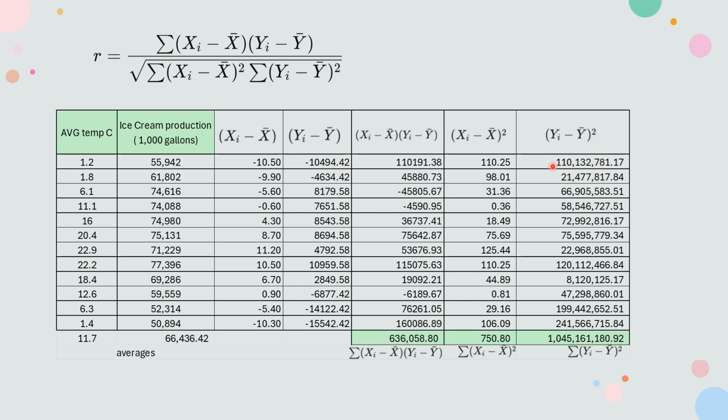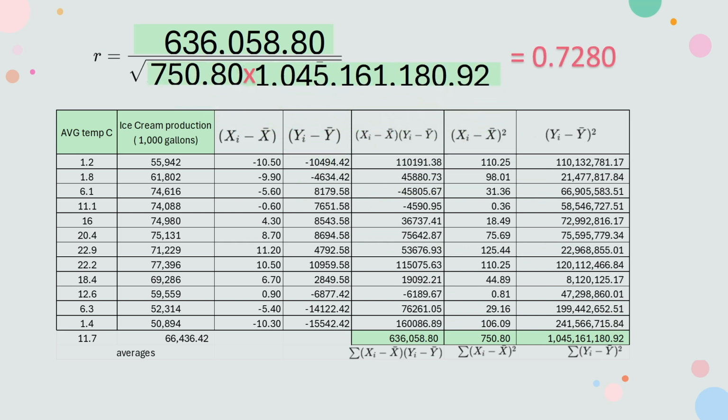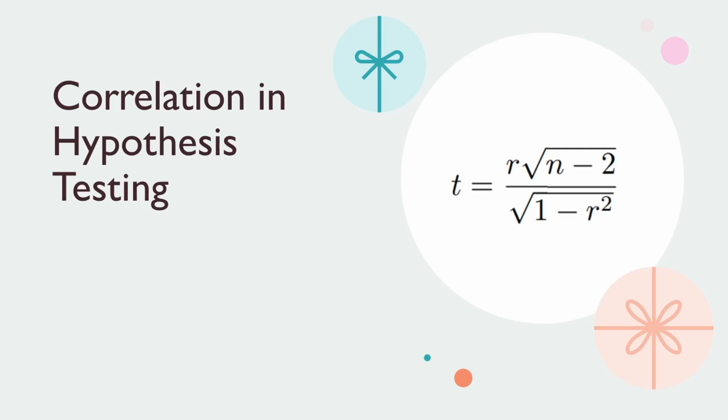And then we will get the summation of both of these columns. For the fourth column, the x, we get 750. And for the fifth column, we get 1 billion. Now that we have all the sums that we need, let's plug it to the formula. And we get 0.7280.